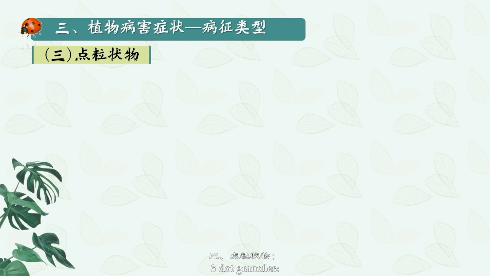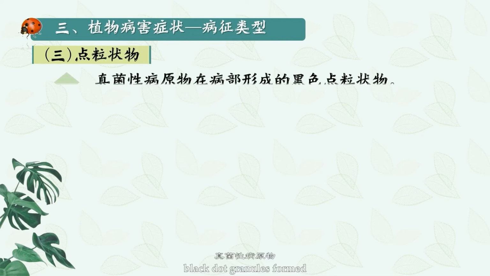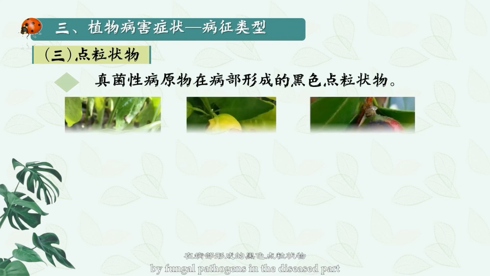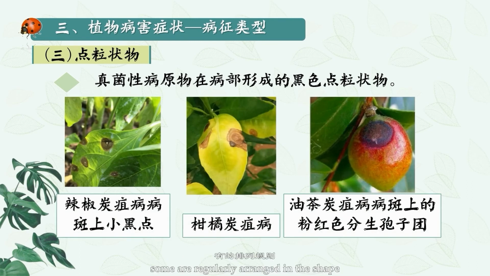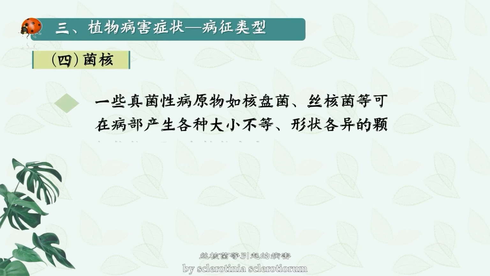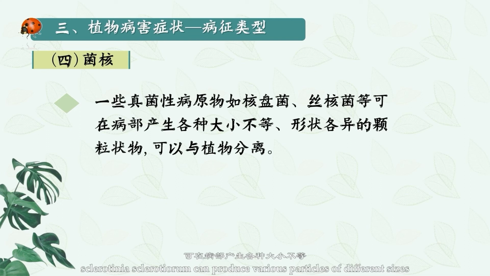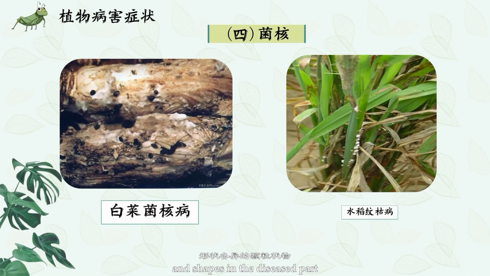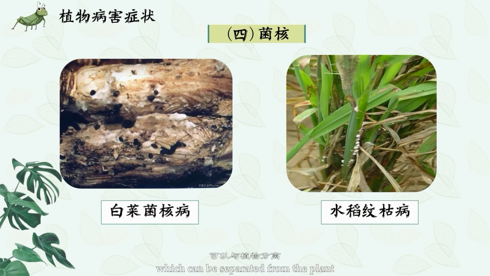3. Dot granules. Black dot granules formed by fungal pathogens in the diseased part. Some are regularly arranged in the shape of a wheel, and some overflow red viscous liquid or have other characteristics. 4. Sclerotia, the disease caused by Sclerotinia sclerotiorum. Sclerotinia sclerotiorum can produce various particles of different sizes and shapes in the diseased part, which can be separated from the plant and are visible to the naked eye.